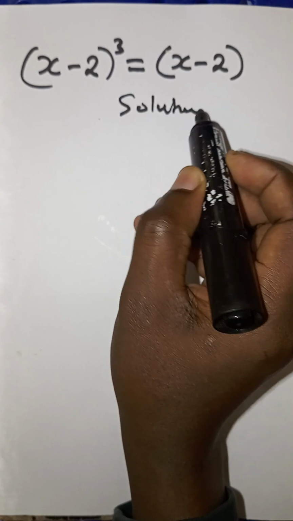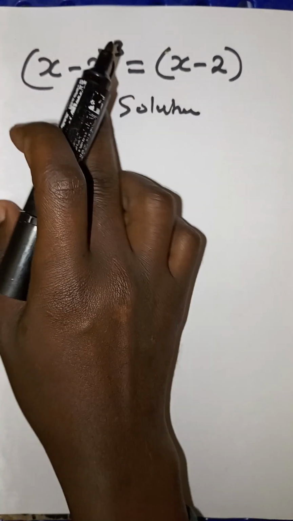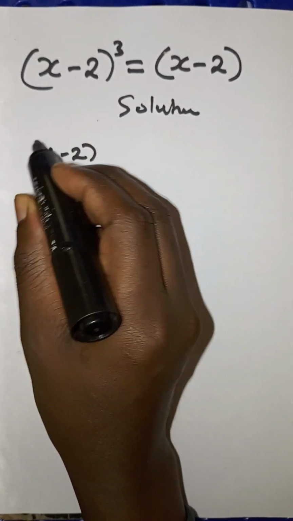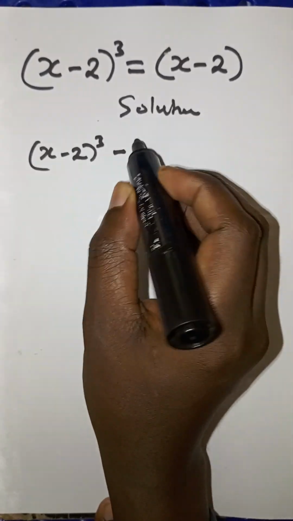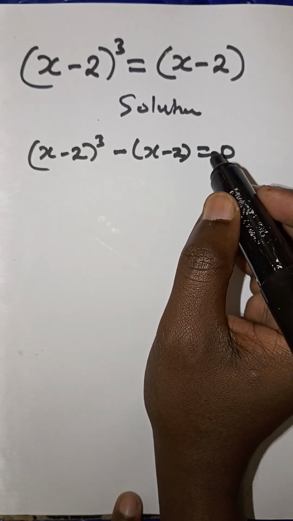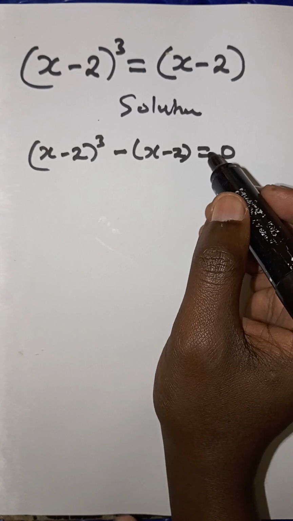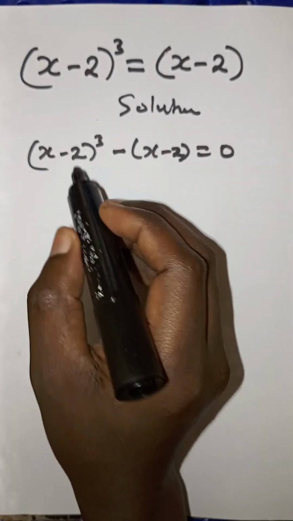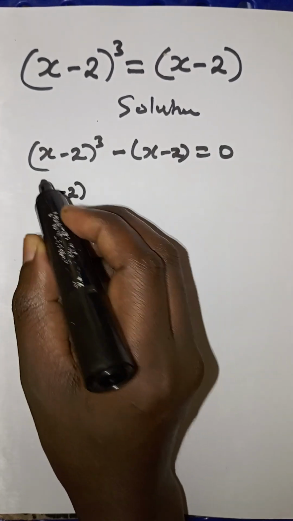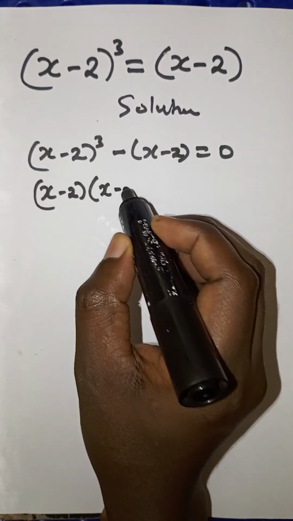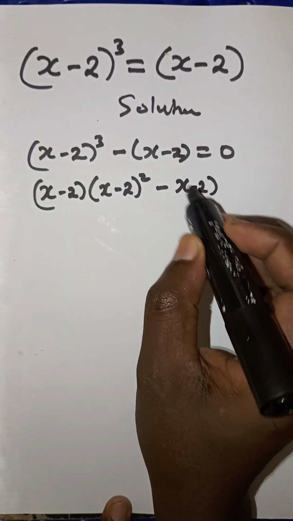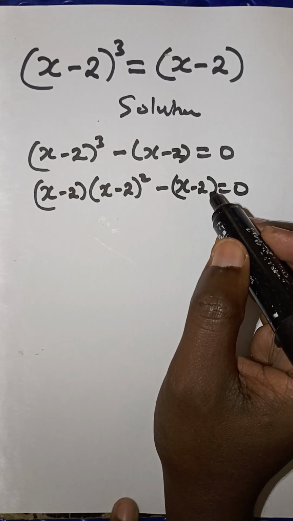On the solution part, since this is a cubic function, I'm going to take this on the other side so that I have (x − 2)³ − (x − 2) = 0. Next step, I know that (x − 2)³ can be expanded as (x − 2) multiplied by (x − 2)², minus (x − 2), equals 0.